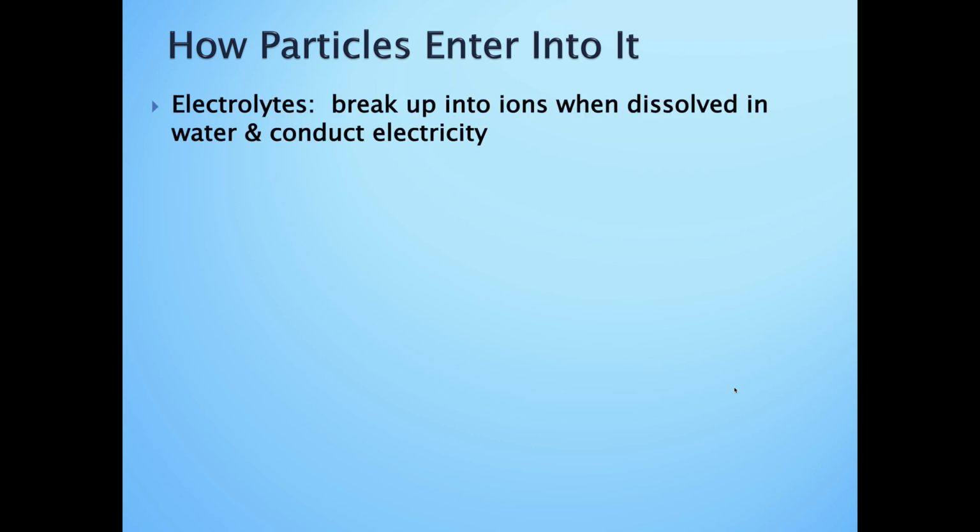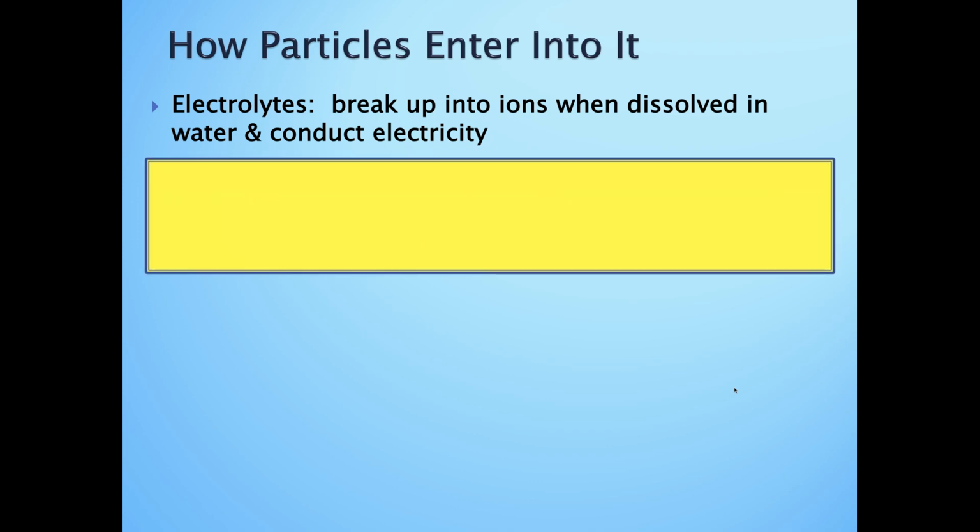Here's how particles enter into it. Electrolytes, which are ionic, will break up into ions when you dissolve them in water and conduct electricity. But these actually add extra particles to the water, increasing this effect of changing the melting and boiling point. Sodium chloride, when dissolved in water, breaks up into sodium ions and chloride ions, which means that 1 mole of salt will dissolve into 2 moles of dissolved ions.